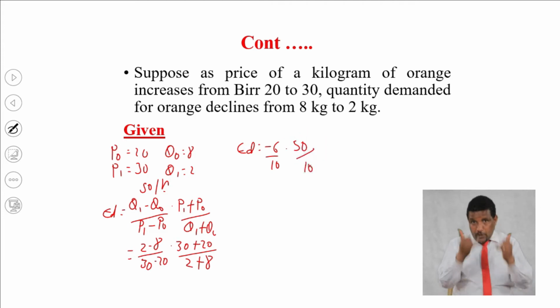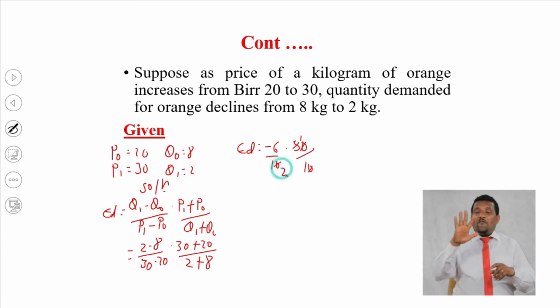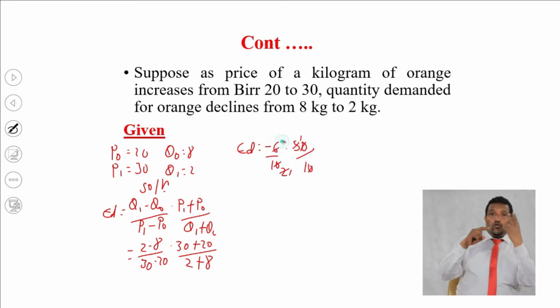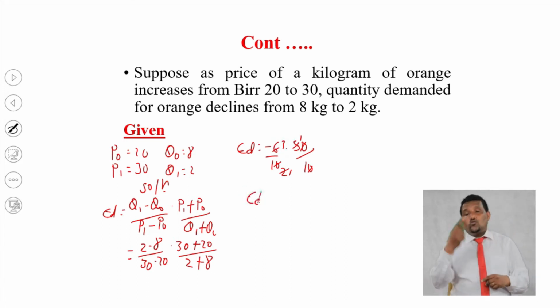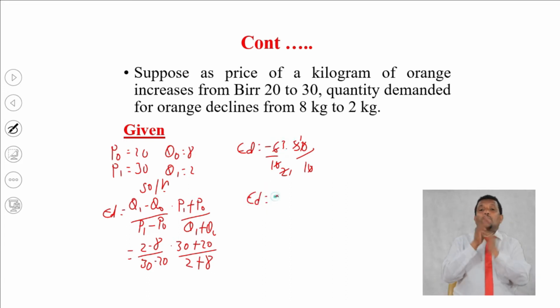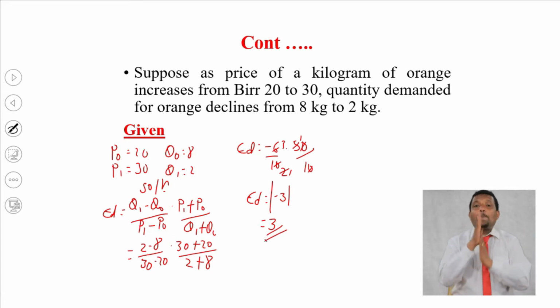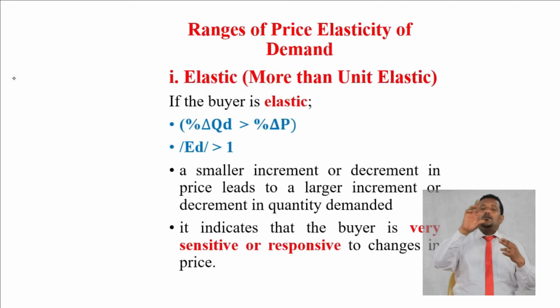Now when we cancel, 10 by 10 is 1, 50 by 5 is 10, 10 by 5 is 2, and 6 by 2 is 3, and then the price elasticity of demand equals minus 3, and when we take the absolute value we are left with 3. This is the way of calculating the price elasticity of demand using the arc formula.